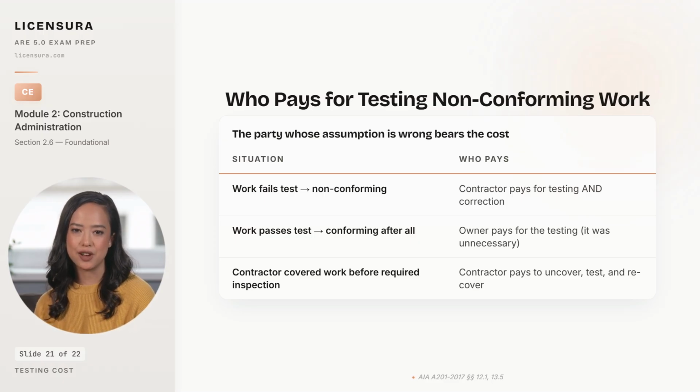And when the contractor covered work before a required inspection, the contractor pays to uncover, test, and recover regardless of the outcome, because covering inspectable work before inspection is itself a contract violation. The rule reduces to a simple test. Identify the party whose assumption turned out to be incorrect, and that party pays. The architect who can explain this rule cleanly on the exam will get the question right every cycle. Pulling the rejection chain and the cost rule together leaves one principle that holds the architect's authority within bounds.